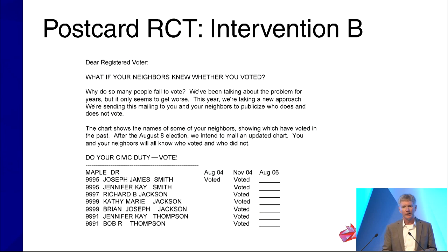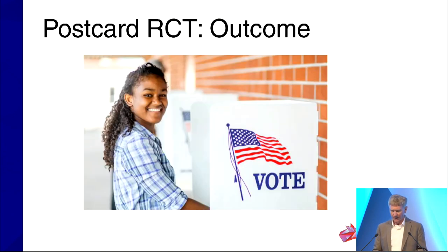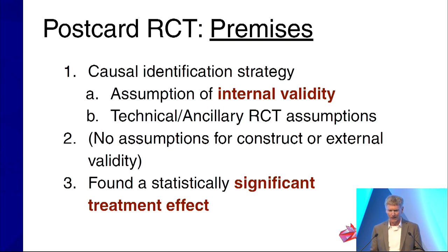Other people were randomized to postcard B, which is more complicated, but if you read it, you'd see what they're doing is trying to use social norms to create social pressure to get people to vote. The outcome was just whether the registered voter actually voted, and obviously they expected the social pressure postcard to have a bigger effect than the civic duty one. So remember, the credibility revolution wants us to be deductive with our causal claims, and so we have to be transparent about the premises, which means that we have to be transparent both about the assumptions and also the evidence. And so for the assumptions, because they did the randomization, they can well warrant an assumption of internal validity. So they make that assumption.